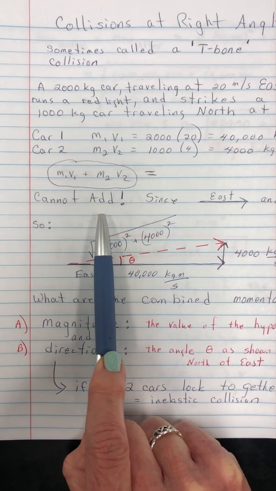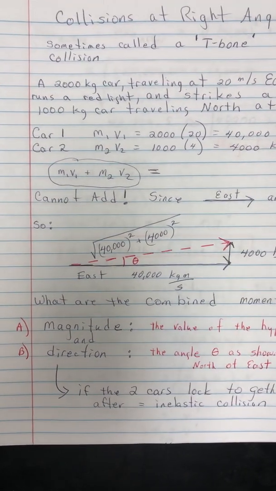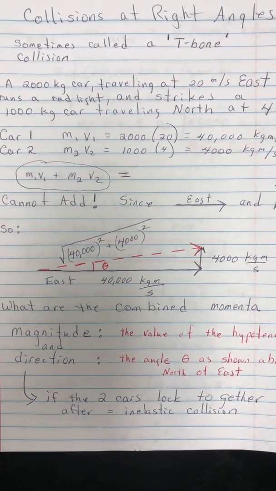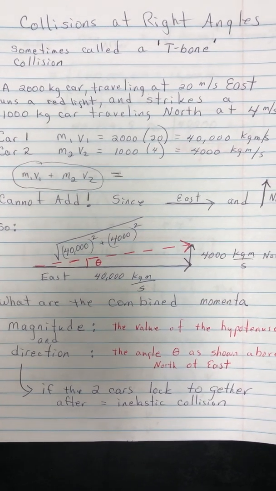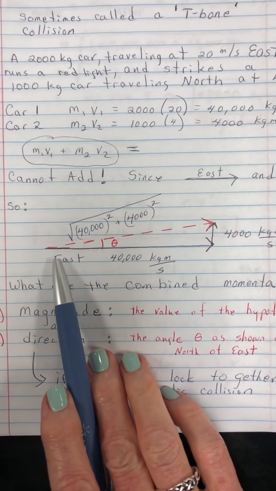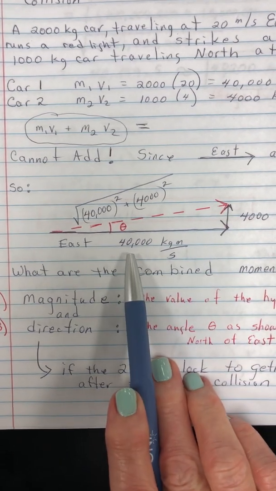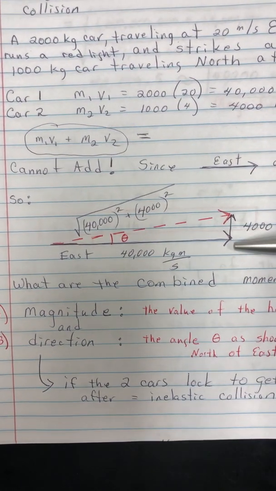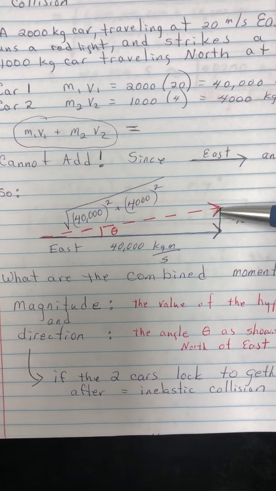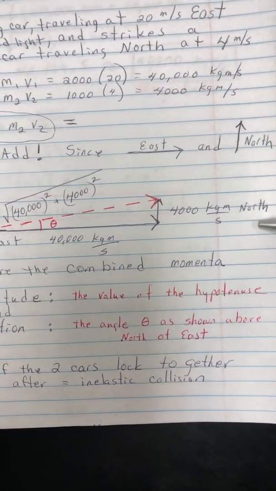We cannot add, because one of them is traveling east and one of them is traveling north, and you can only literally add vectors when they are in the same direction, and they are not. So east and north form a right angle. So we need to draw our triangle. And so I have my east vector that's very long because it represents 40,000. And I have my north vector, and remember, you always have to start the second vector on the head of the first one. And that's a measly little 4,000 kilograms meters per second, and it's headed north.